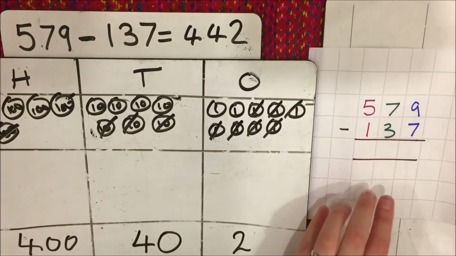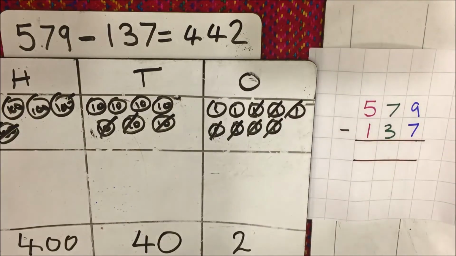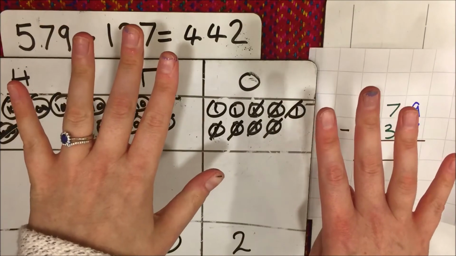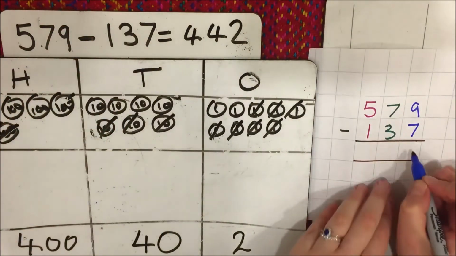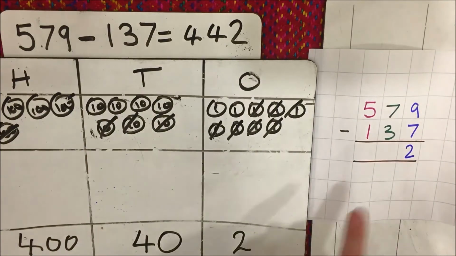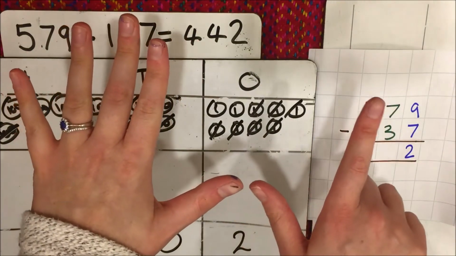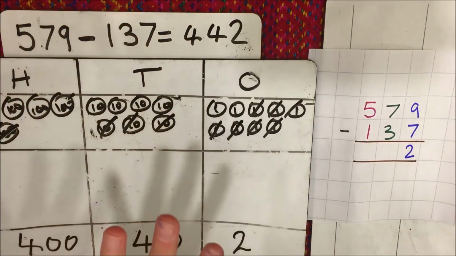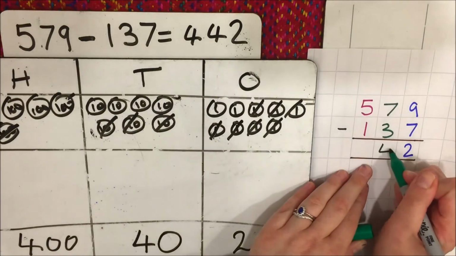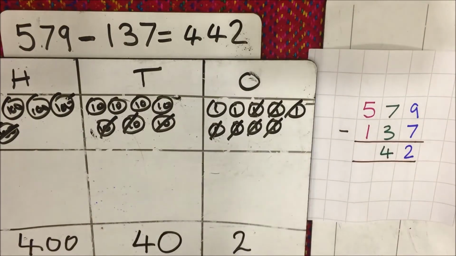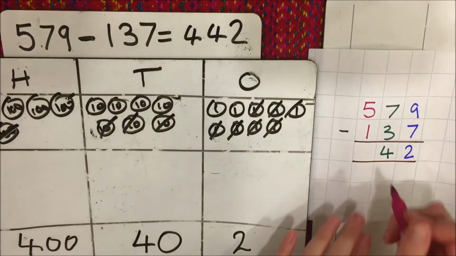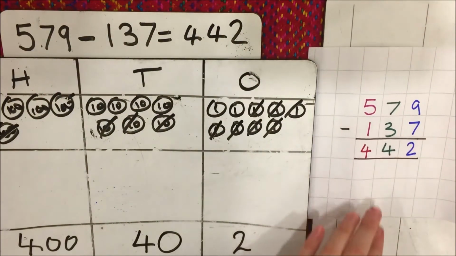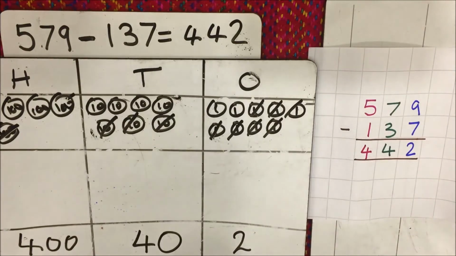Now I can do 9 ones, take away 7 ones. Use your fingers. 9 ones, take away 1, 2, 3, 4, 5, 6, 7 is 2. And it's the same answer as here. 7 tens, take away 3 tens. 7 fingers up, take away 1, 2, 3. I'm left with 4 tens. The 4 here means 40. The last thing we do, 500, take away 100. So the 4 here means 400. 442.